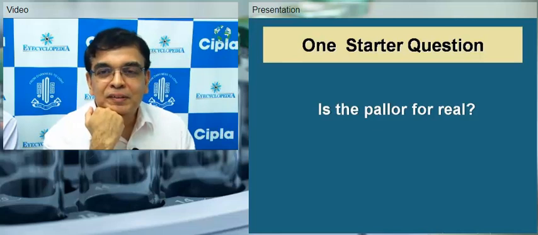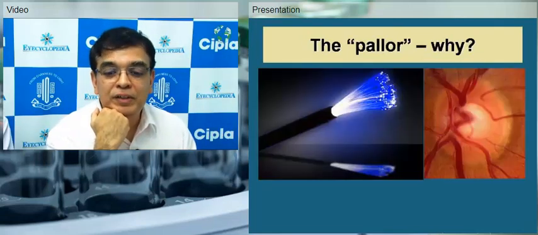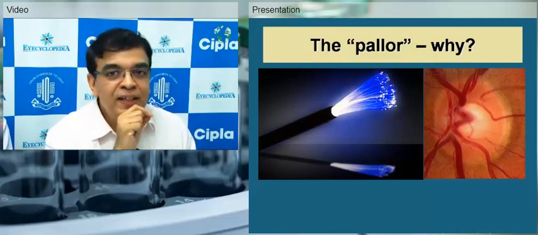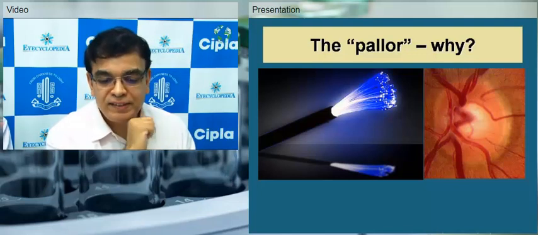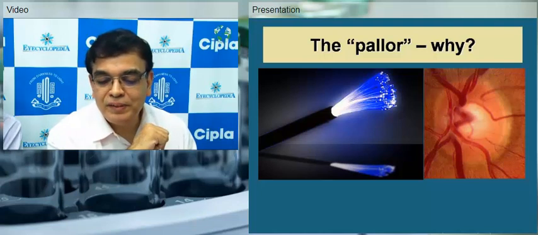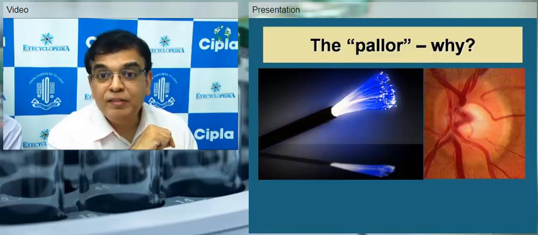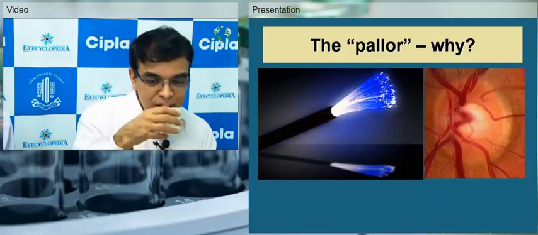So, always the first question I ask myself, unless it's very, very obvious, is the pallor for real? And so it leads us to the question as to what causes the pallor in the first place. So I have two intriguing photographs. One picture is very easy for you, which is basically the disc itself, a close-up surface appearance of the disc. You can see all the little vessels on the surface. But the other is a fiber optic cable. So the question is, what is the fiber optic cable doing in this slide?